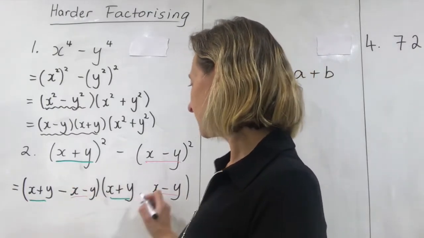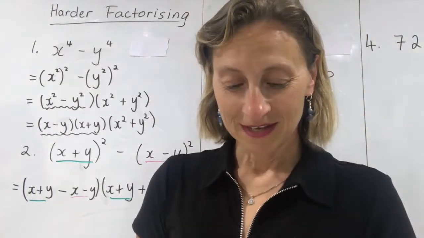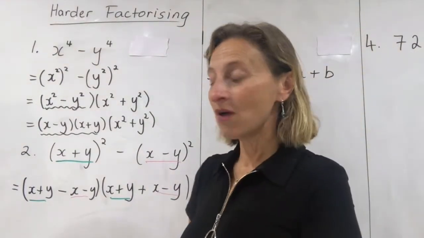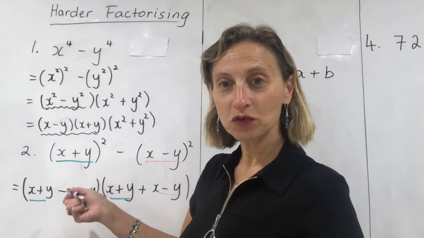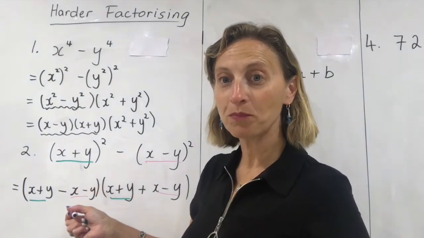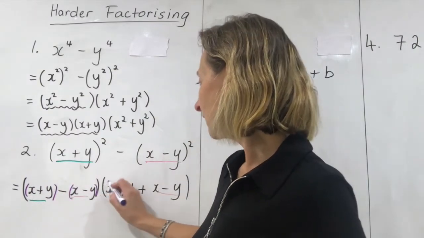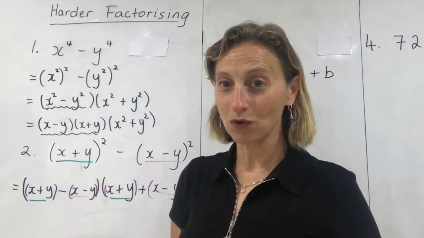And one is a minus and one is a plus. Remembering that it doesn't matter which one's which. But don't forget, I did warn you in the last video that when you have more than one term in the difference of 2 squares, you have to remember to put brackets around your factorisation. Otherwise, you run the risk of getting it wrong.